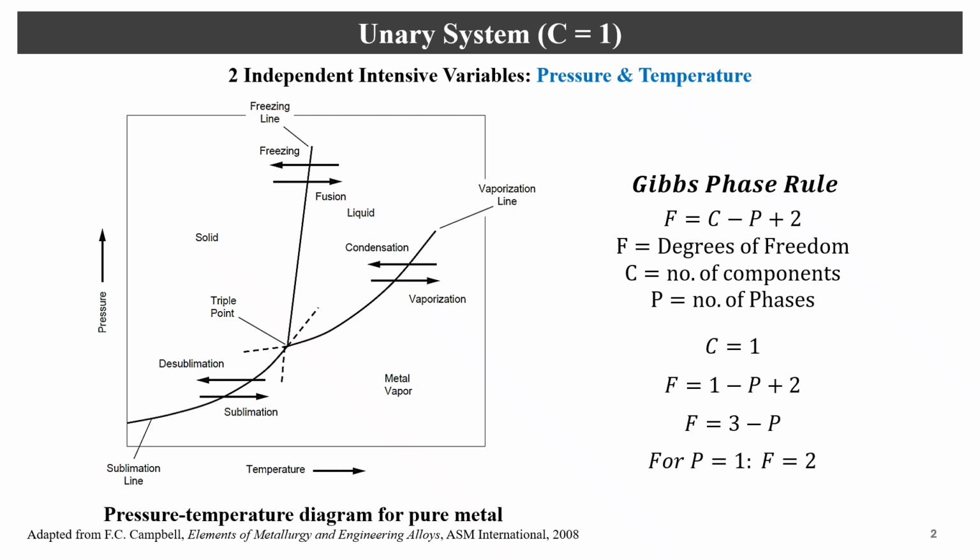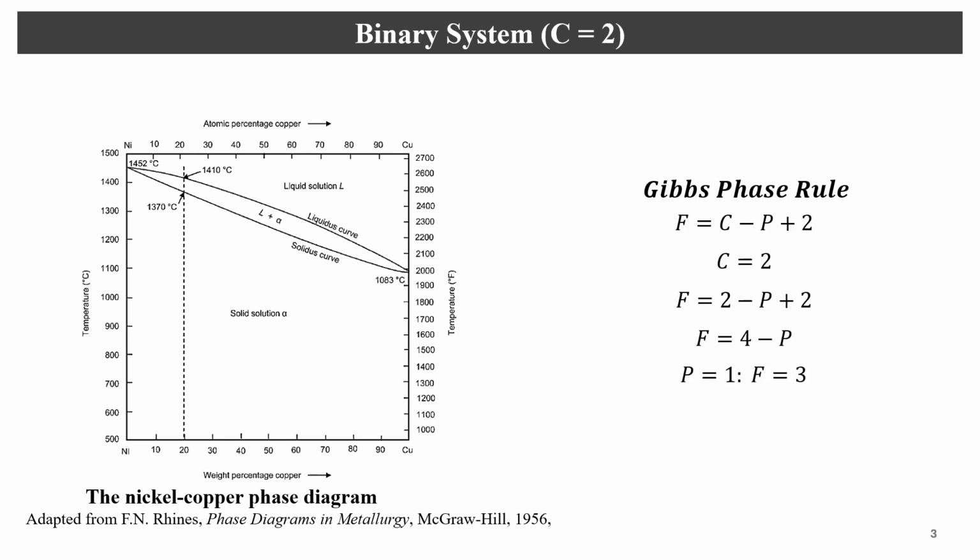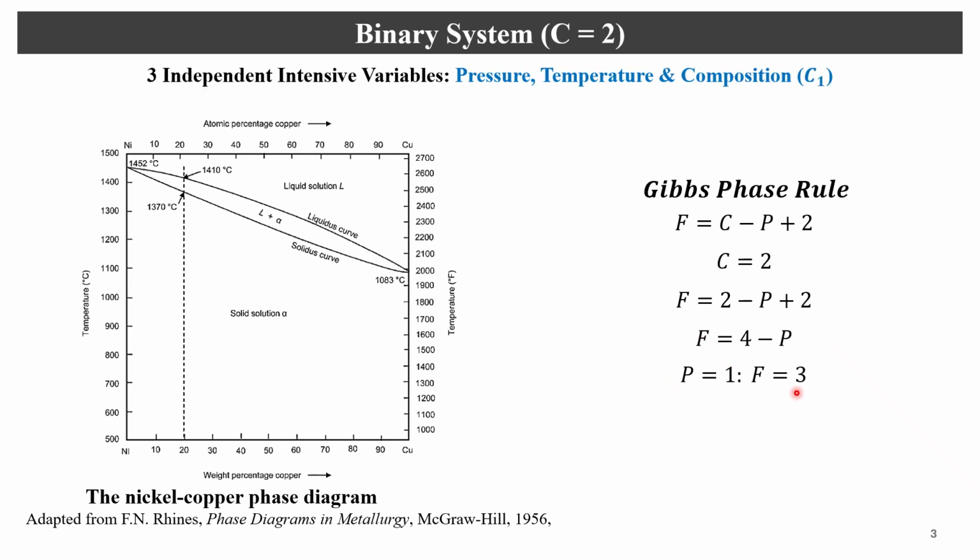Now let us see what happens when you try to increase the number of components to 2. That is for a typical binary phase diagram. If we apply the Gibbs phase rule here, as the number of components is 2, F will become 2 minus P plus 2. That is 4 minus P. That means for any single phase region where P is equal to 1, F will become 3. This means we will be having a maximum of 3 independent variables to represent a binary phase diagram. They are pressure, temperature and composition.